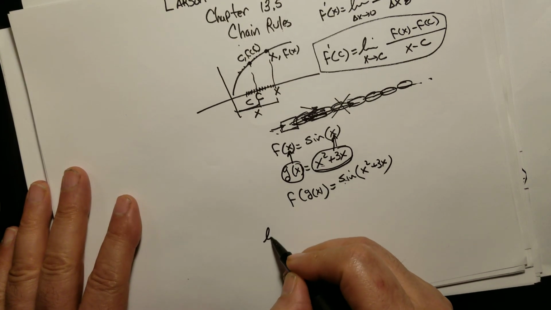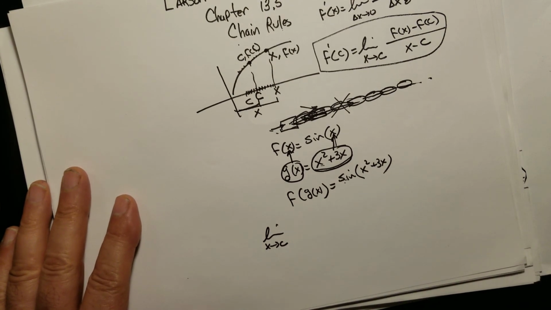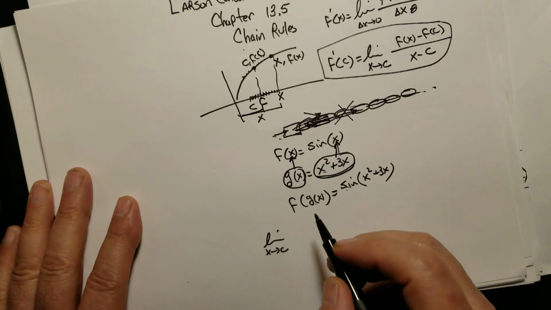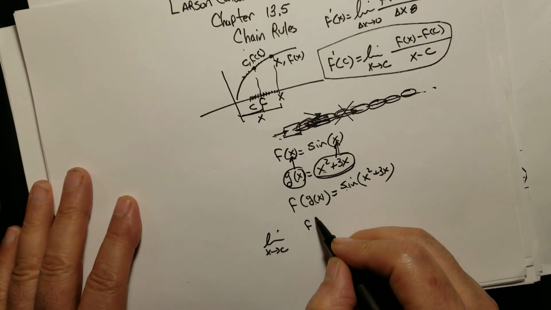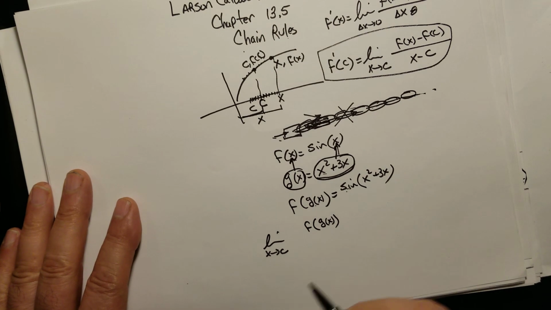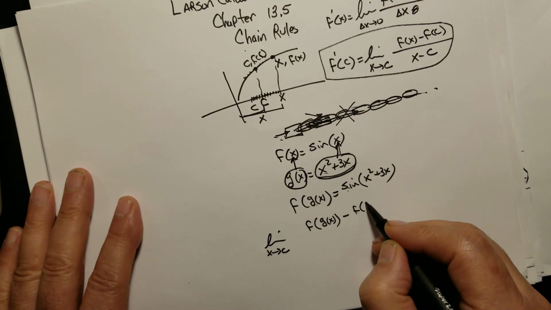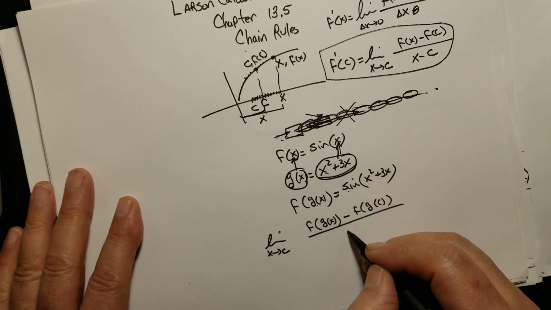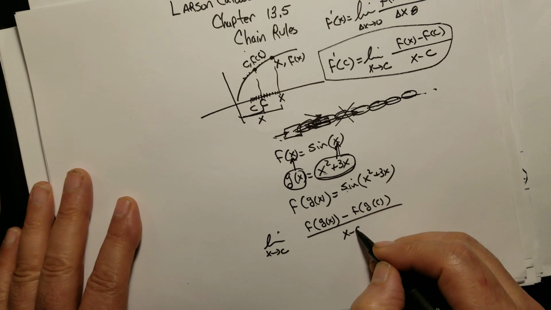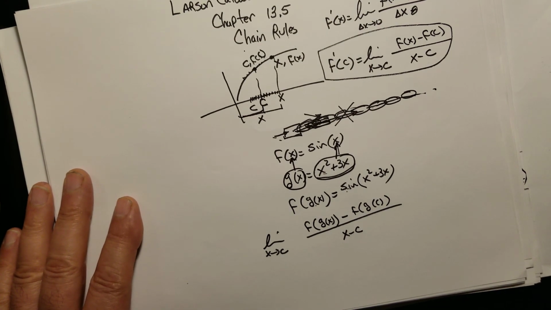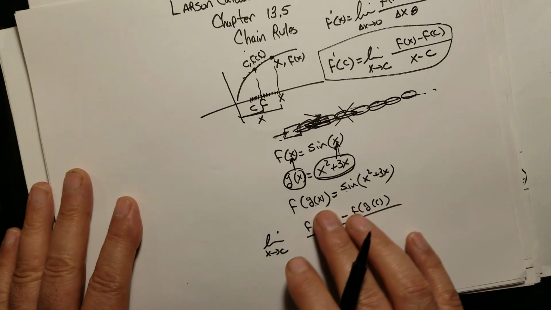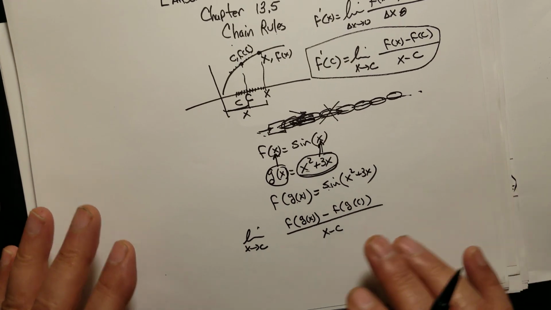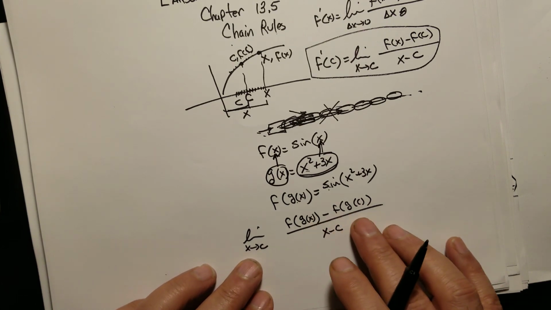I'm going to take the limit as x approaches c. Therefore, I have that function f of g of x. This is f of g of x minus f of g of c, and in this one I'm going to write x minus c. Whenever I apply those rules, I have to use some mathematical calculation to be able to find the derivative of the chain rule.